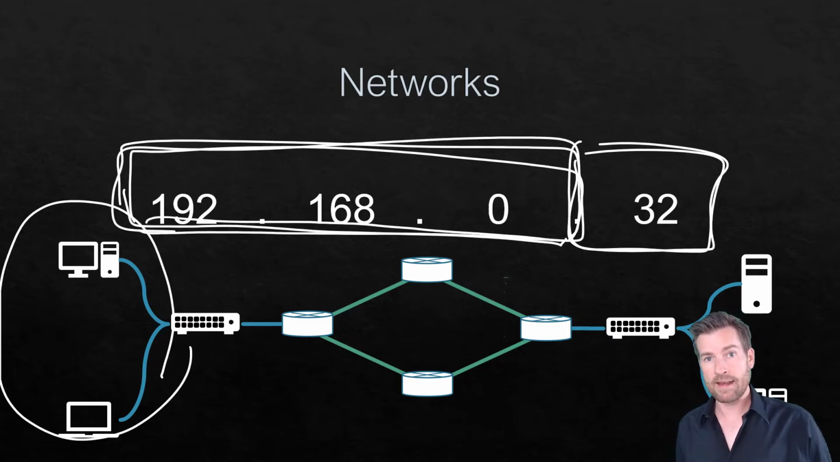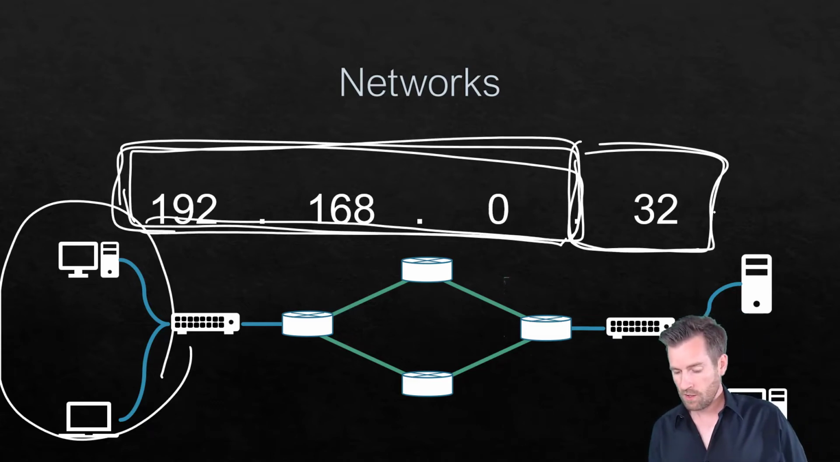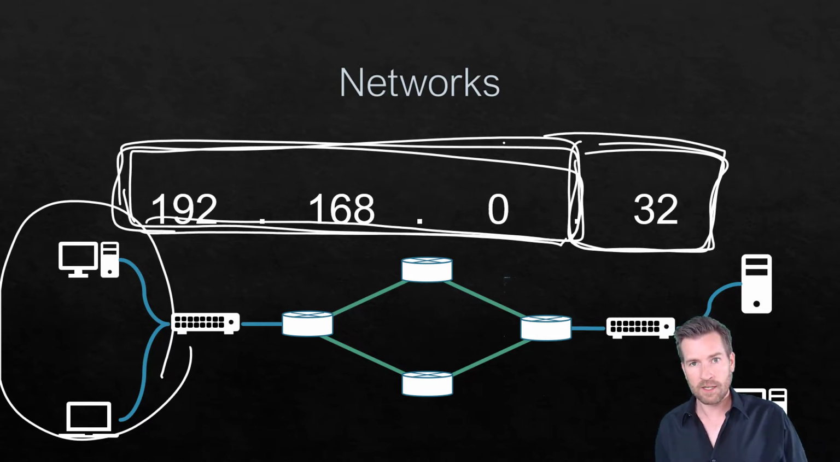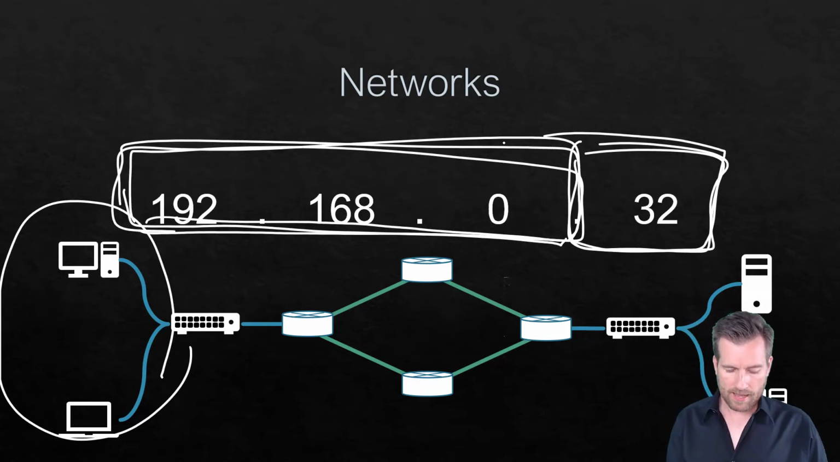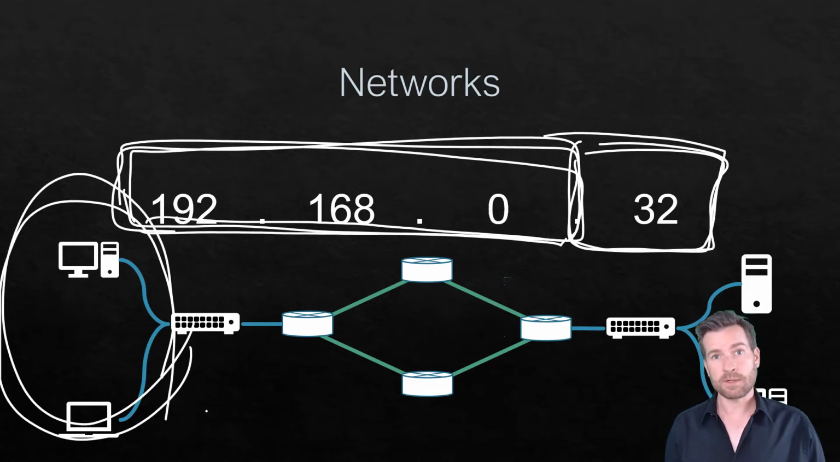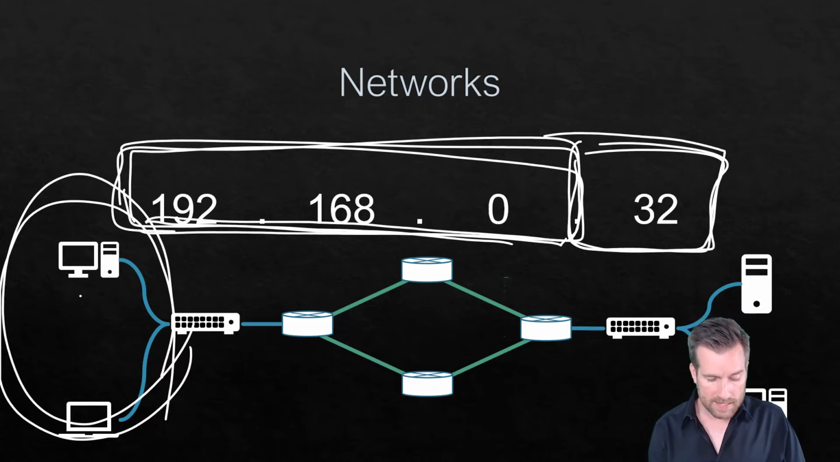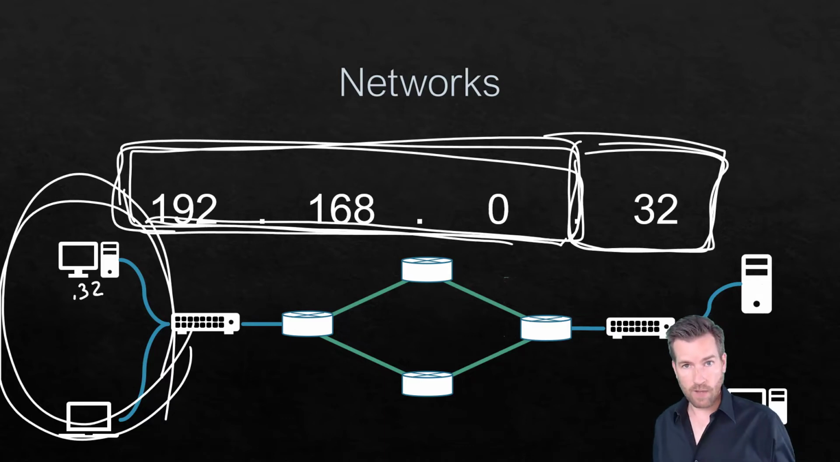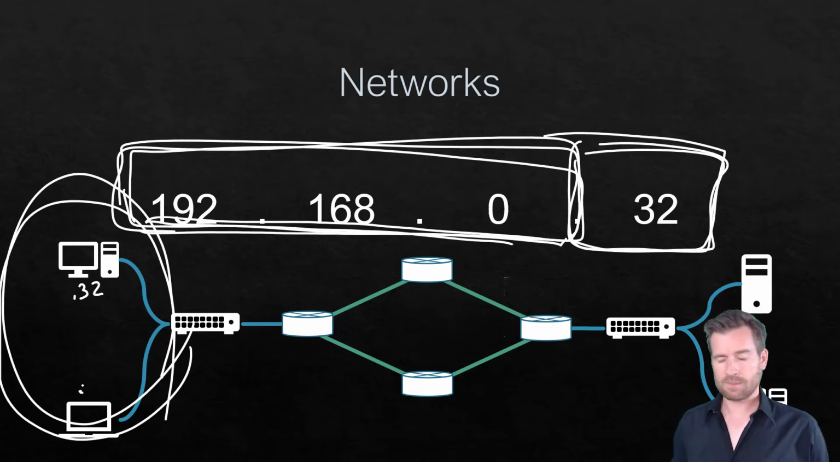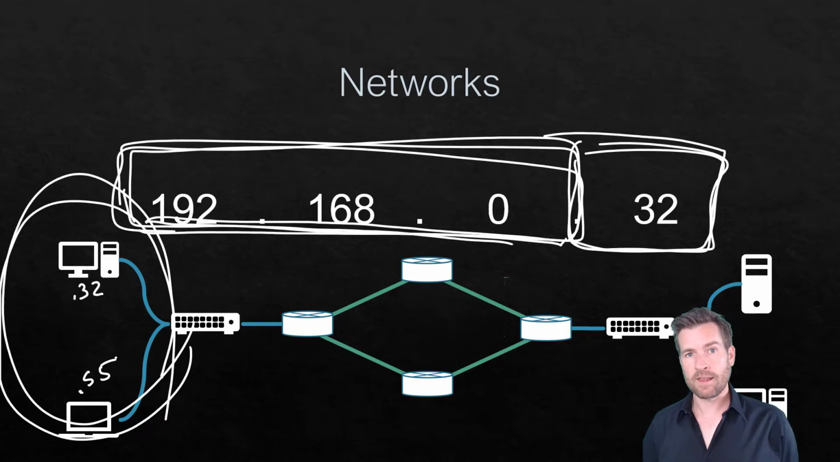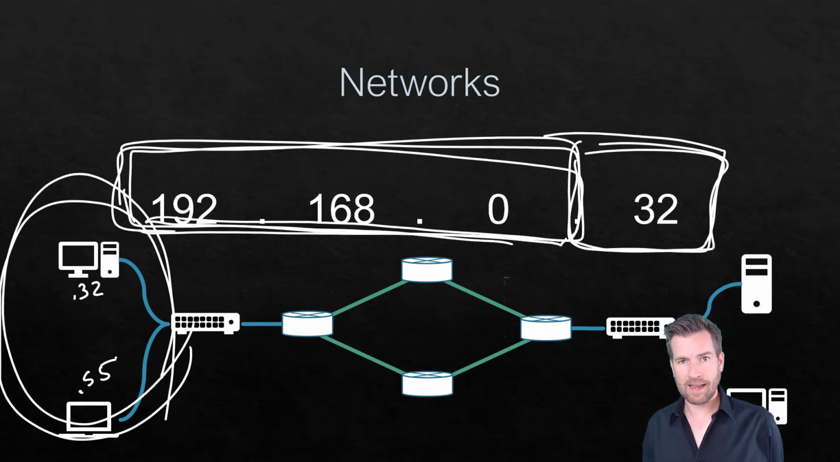So within here, this network would be represented by 192.168.0, and the network address is the first IP address within that range, which is .0. So this network right here is represented by 192.168.0.0, and one of these hosts on here would be one of the host addresses. So let's say this computer right here is .32, perhaps this laptop right here is .55, and so on and so forth. And so those host addresses get assigned into the network.